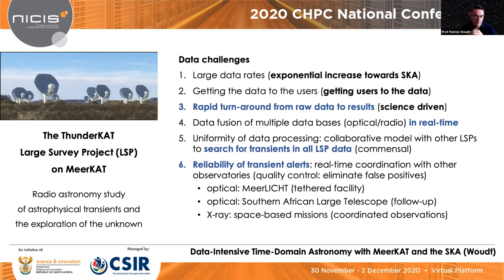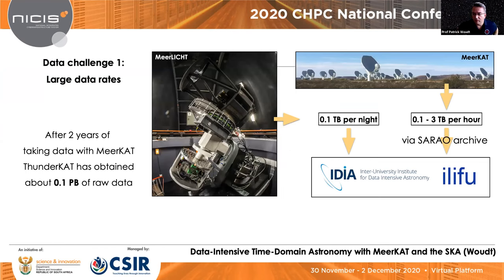And then the reliability of transient alerts. This is moving towards robotic alerts where machine algorithms issue triggers to other telescopes, and we want to make sure that the triggers that we release are of genuine astrophysical objects and not because of false positives in the way we search for these transients. Okay, so I'm going to unpack some of these challenges in a little bit more detail.